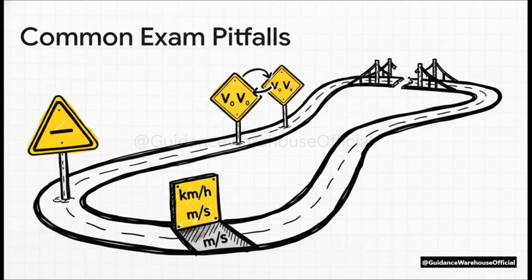And before we go, let me give you a heads up on the common mistakes I see students make all the time. Please, don't forget that slowing down means acceleration is negative. Always double-check which velocity is v0 and which is v. Make sure your units all match. And always be on the lookout for those two-part problems that have that sneaky reaction time built in.